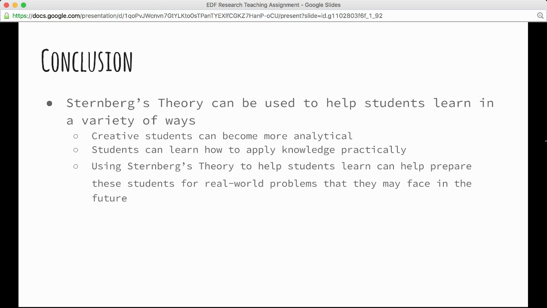And using Sternberg's theory to help students learn can really help prepare these students for real-world problems and give them a chance to make it in the future and with their following careers and endeavors. Altogether, Sternberg's theory is really about taking the classroom and moving it on into the outside world for these students so that they can succeed beyond their academic primary school years.